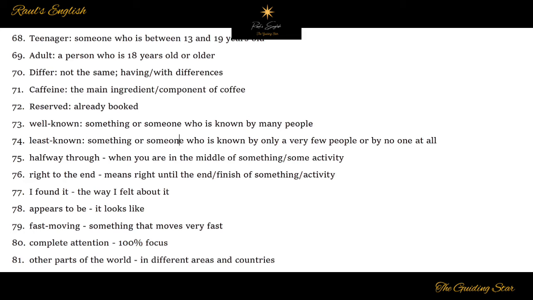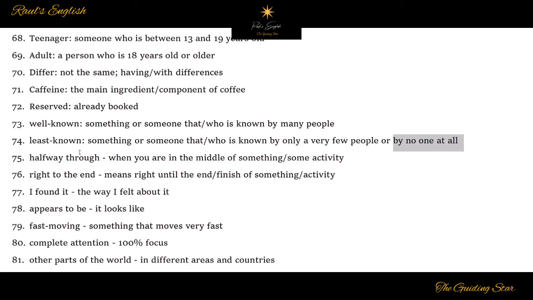So something or someone who or that is known by many people is well known. Something or someone that is known by only very few people, or by no one at all, is least known.